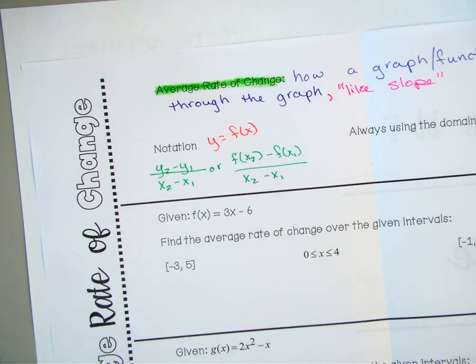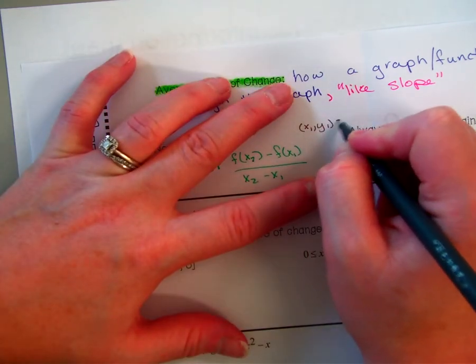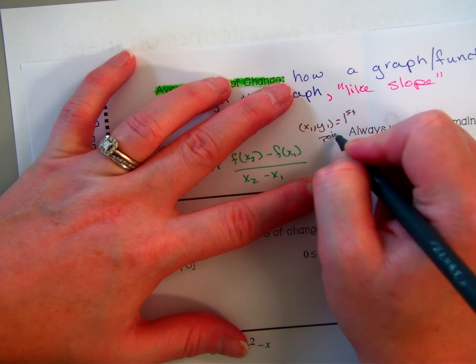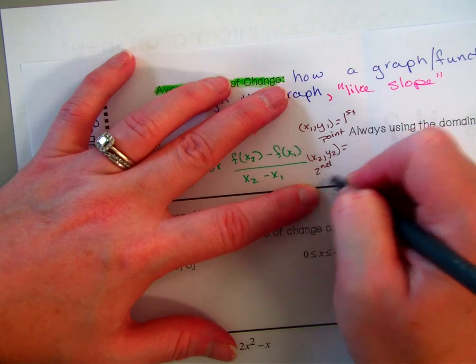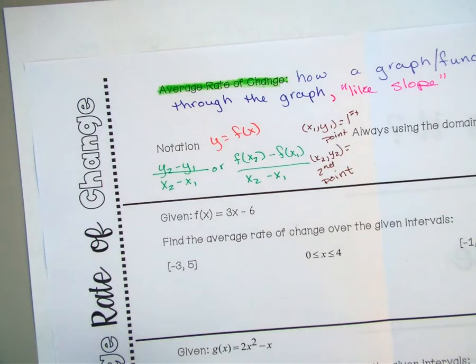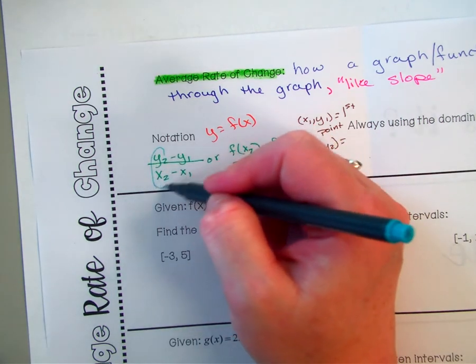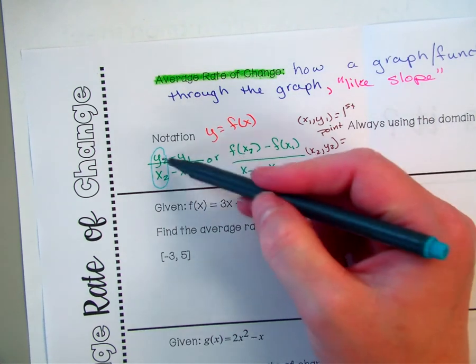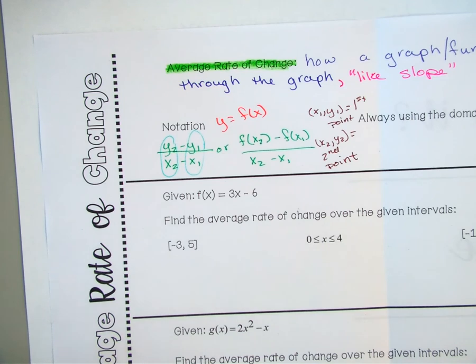So what you have to keep in mind also is x1 and y1 equals your first point. x2, y2 equals your second point. Or if it says x1, f of x1, first point, x2, f of x2, second point. So as we can see here, the top and bottom values, those are from the same point, and these ones are from the same point. That's the way it always goes with our slope formula. That's the way it's always going to go with our average rate of change formula.